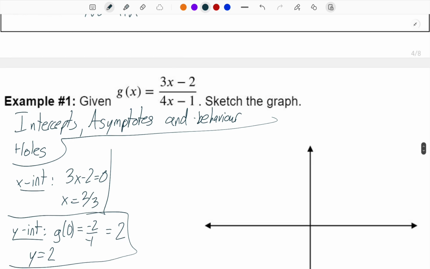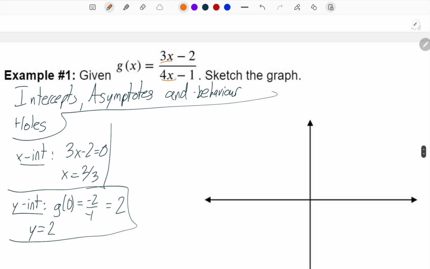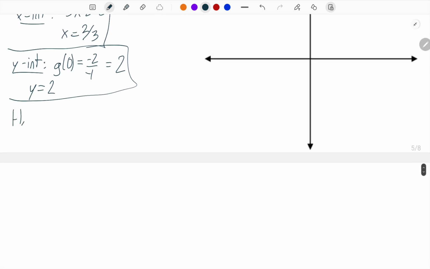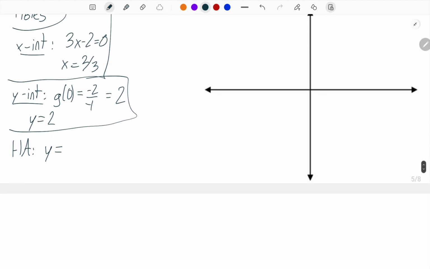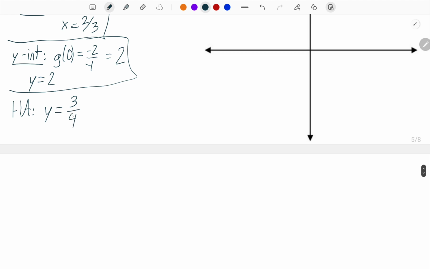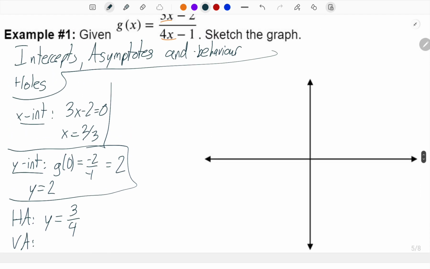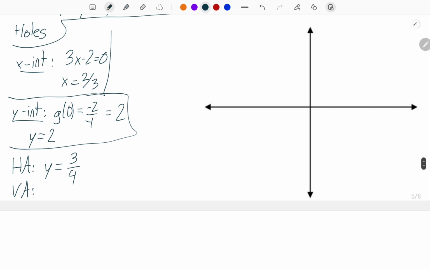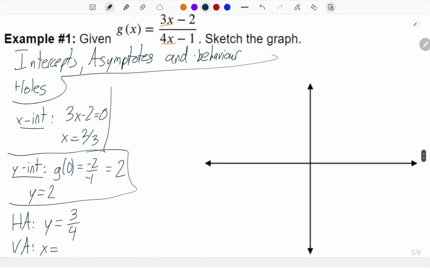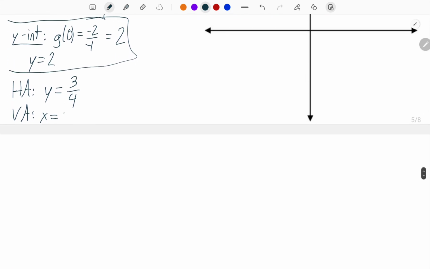So we have same degree over same degree. Because of that, our horizontal asymptote is just the lead coefficients. In this case, the lead coefficients are 3 and 4, so it's just 3 over 4. And our vertical asymptote, we just have one. The vertical asymptote always comes from the denominator, because we're just checking when this function potentially divides by 0, and that's what causes a vertical asymptote. In this case, you have 4x minus 1, which is going to lead to 1 over 4.